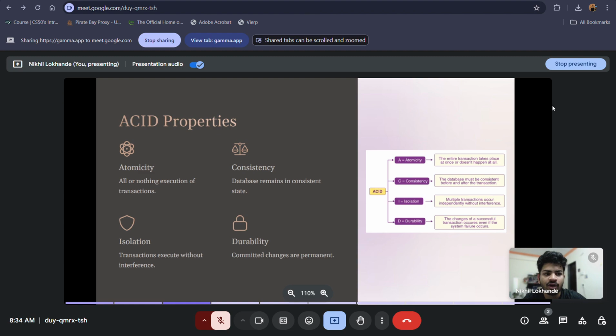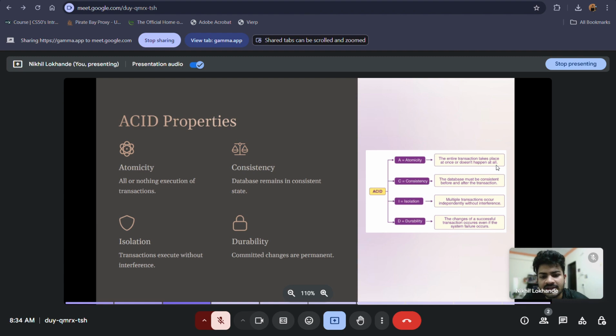What are ACID properties? We all have learned about ACID properties. So ACID properties mainly consist of four things. A, C, I, D. A for atomicity, C for consistency, I for isolation, and D for durability. What does atomicity mean? Atomicity means the all or nothing execution of transactions. So basically, atomicity means if a transaction is getting placed, it will happen as a whole. Either the whole transaction will happen or no transaction will happen.